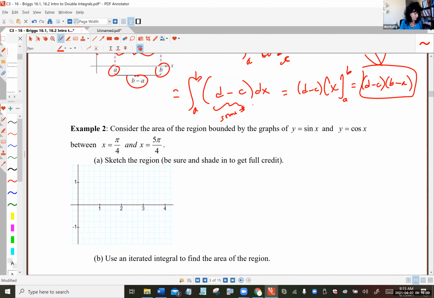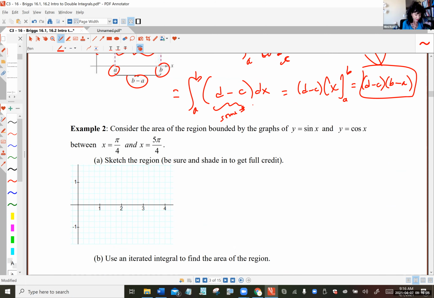Okay. So let's do an example that could be a Calc 1 example. Actually, I give this to my Calc 1 students. It's pretty easy. But we're going to use a double integral to represent the area between these two curves instead of a single, as a Calc 1 student would do.